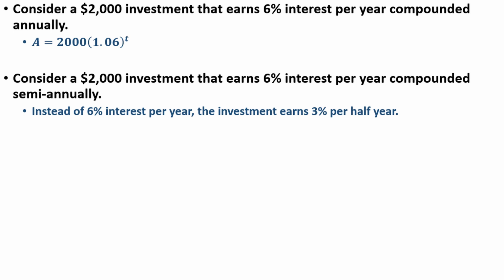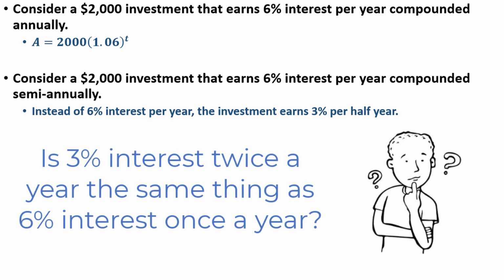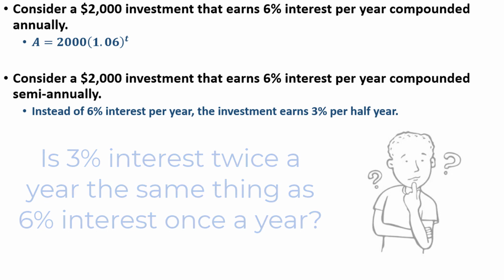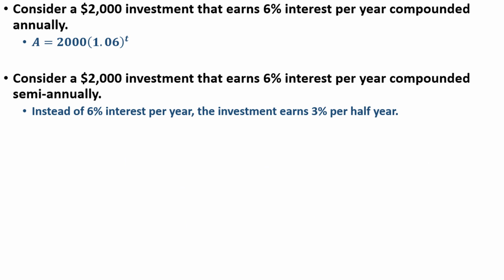Now you might be wondering, what's the difference? What do you think? Is 3% interest twice a year the same thing as 6% once a year? Well, no, not quite. Getting 3% twice a year is slightly better than 6% once a year, as it allows you to earn interest on the interest that you already earned in the first half of the year.